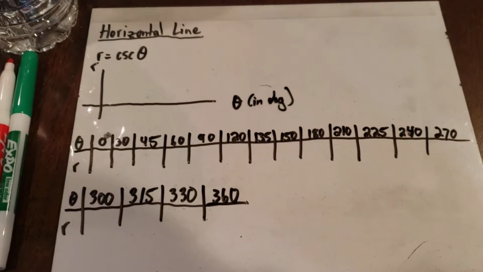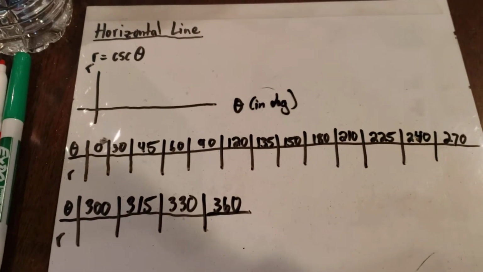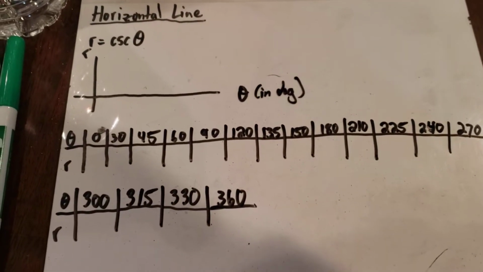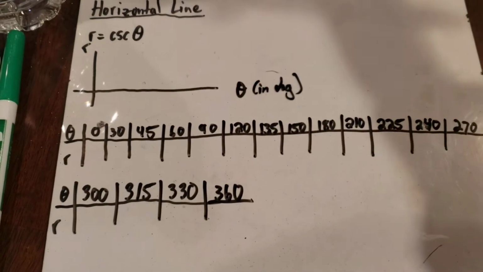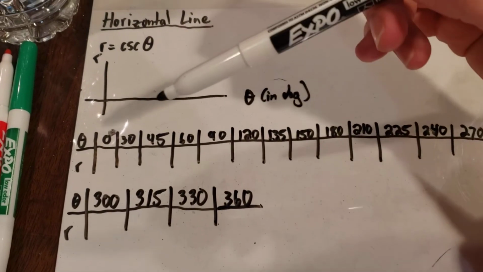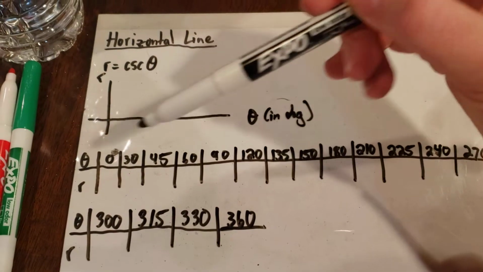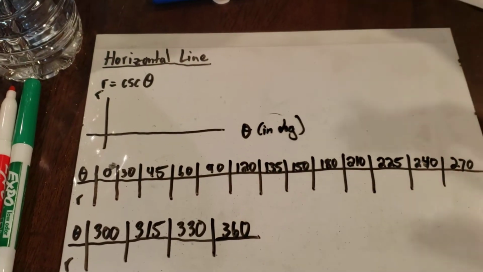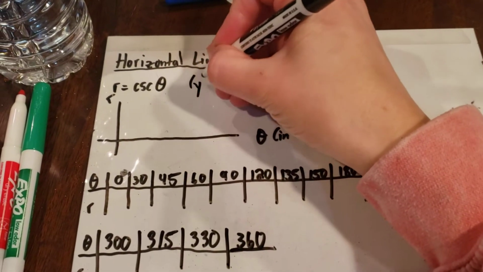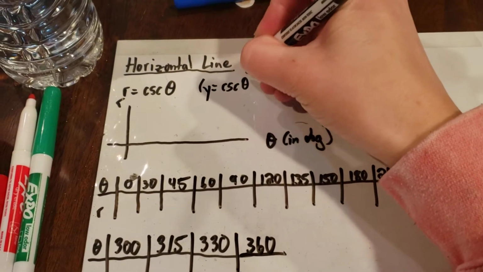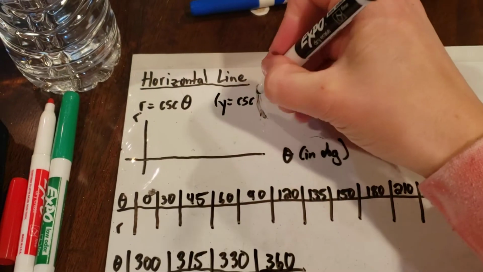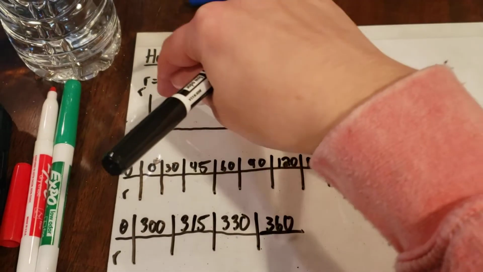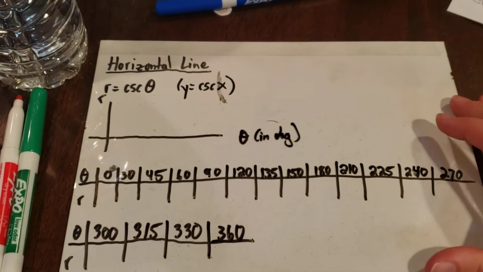So now we'll look at a horizontal line, and what we're going to want to draw on a polar curve is the polar equation r equals cosecant theta. Before you draw on a polar curve, it's going to help to see it as theta is one axis and r is the other, just like back in basic trigonometry that we studied, where we looked at y equals cosecant of x. Just this right here. This is not the same as r equals cosecant theta.